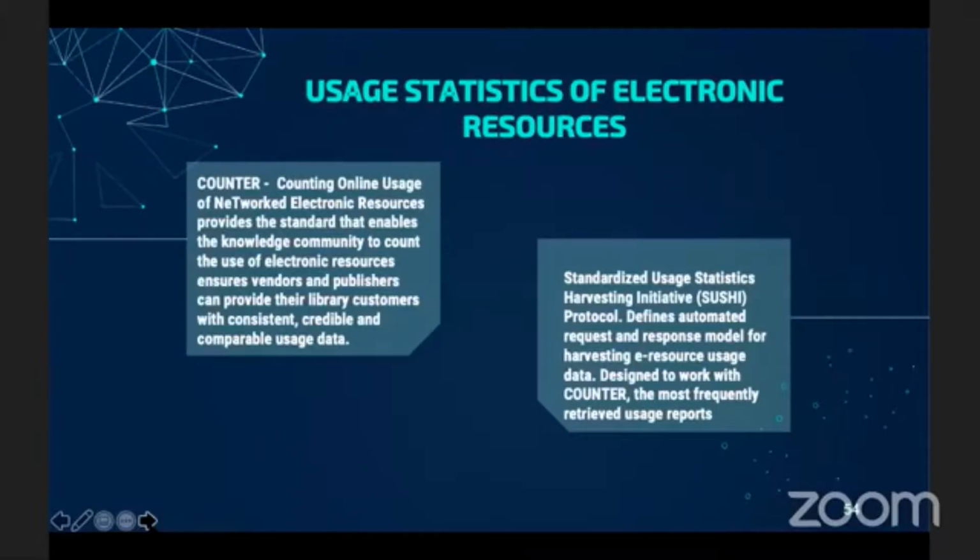COUNTER stands for Counting Online Usage of Networked Electronic Resources. It provides the standard that enables libraries to count the use of electronic resources. The COUNTER project was started in the year 2003 and it was strengthened in the year 2006. It makes a code of practice available for vendors when preparing statistical usage data or reports. COUNTER trusts individual vendors, usually either publishers or content aggregators, to adopt the code of practice voluntarily, in which case their statistics are called COUNTER compliant.